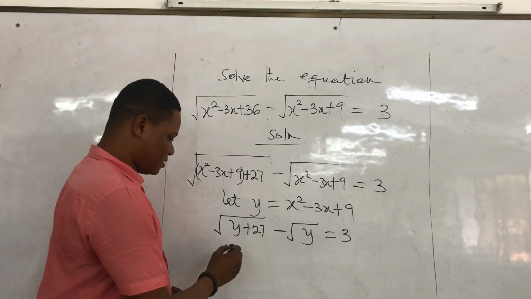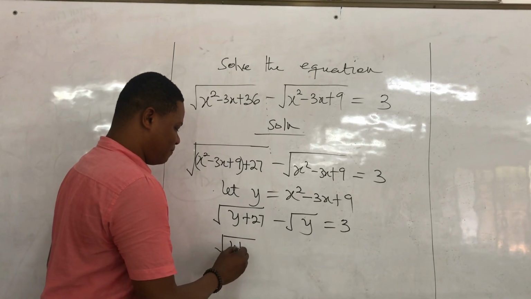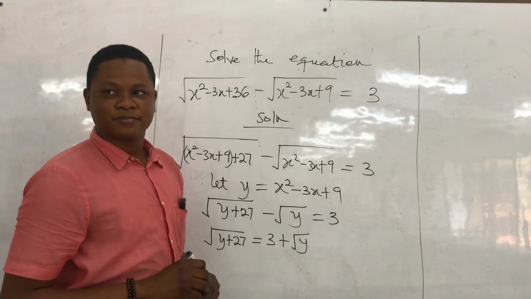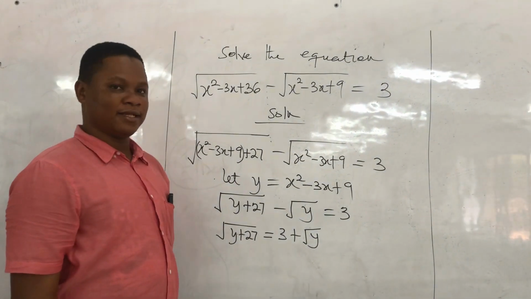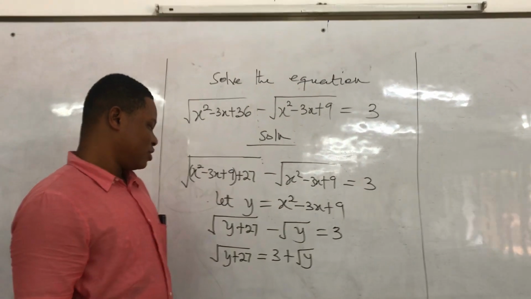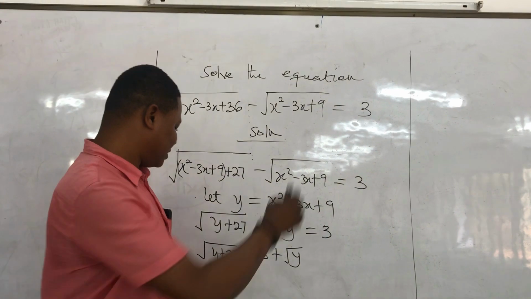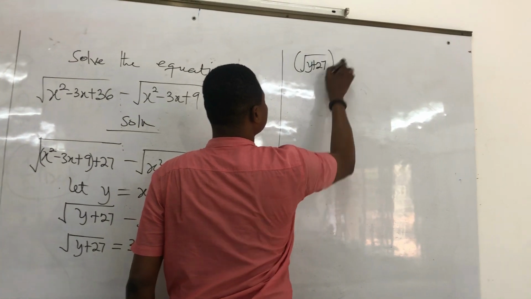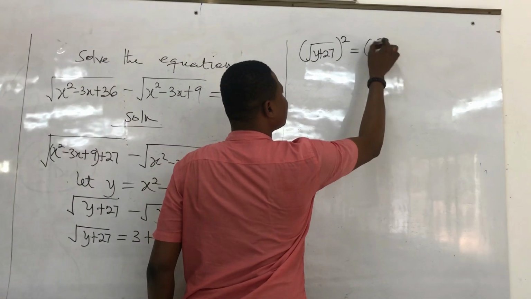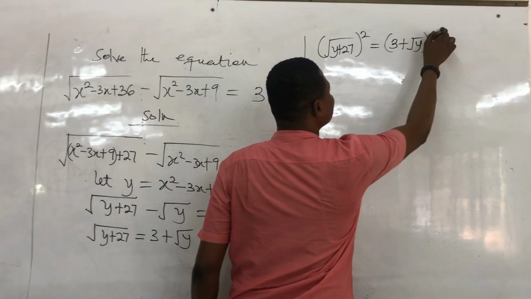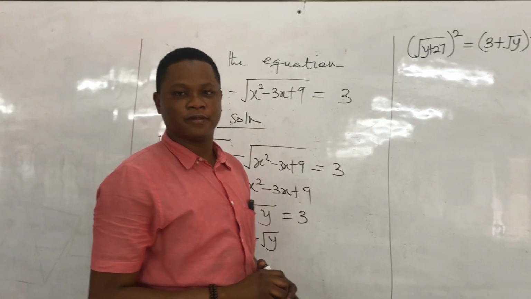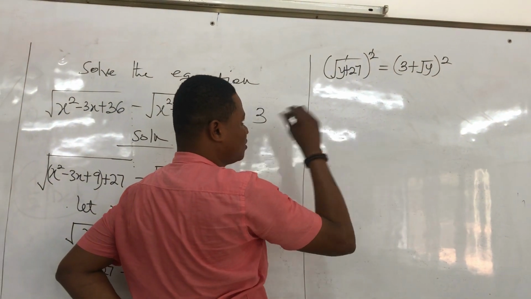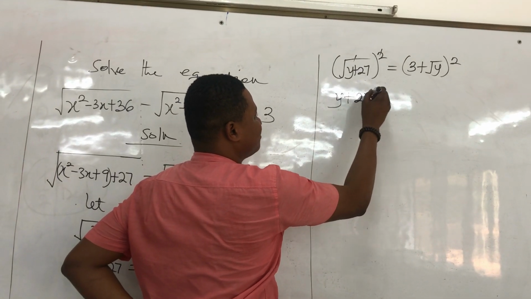So we group like terms. And so we're going to have y plus 27 is equal to 3 plus root y. Alright, so we want to find y and hence x. So we have to square both sides. So we square both sides of the equation. Doing so, the square will cancel the square root on the left, and we have y plus 27.